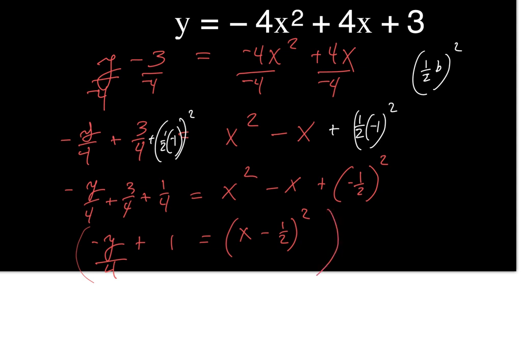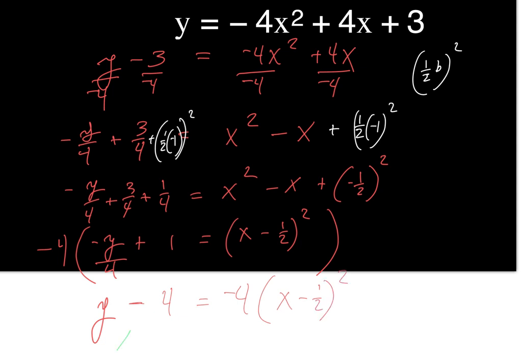I multiply everything by negative 4. Negative times negative is a positive. The 4's reduce, leaves me with y. Negative 4 times 1 is negative 4. So y minus 4 equals negative 4 times that whole parenthesis set, x minus 1/2 squared.